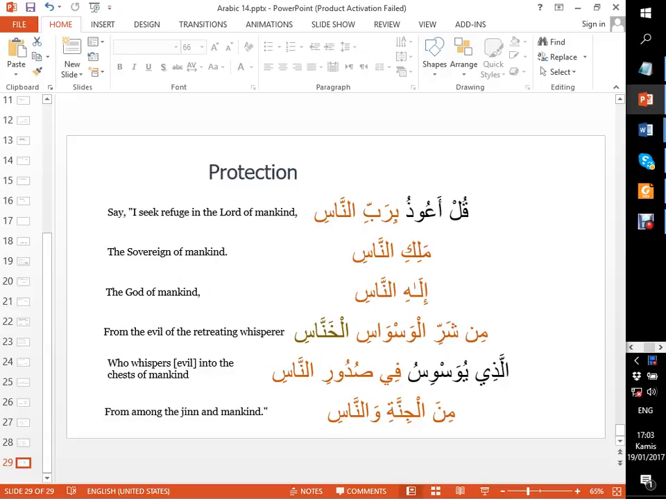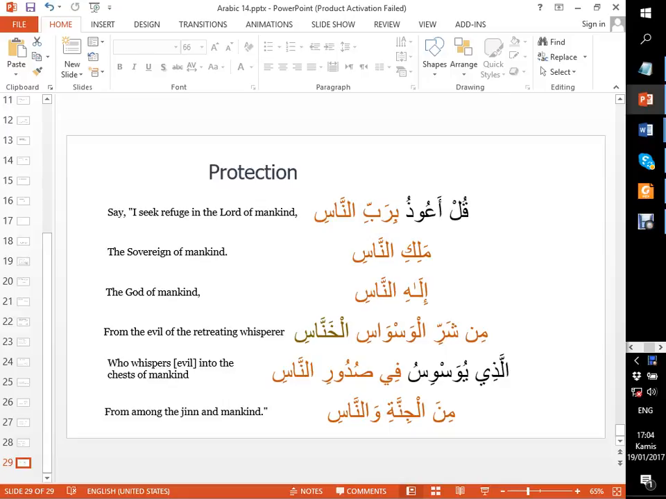So fi sudurin nas. Sudur means chest, the area in your body. So the whispers are only for your chest, not your heart. But if you let your heart become seduced by the whispers, the whisper that has evil intention will go down into your heart. So it's your decision to let it go or to protect it. So that's why you should say Kul a'udhu, it is for your protection.